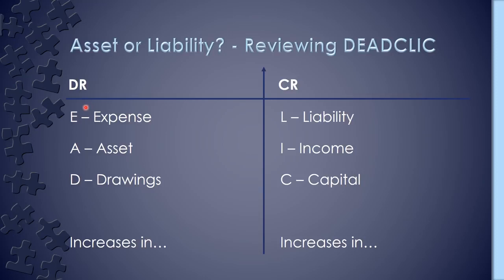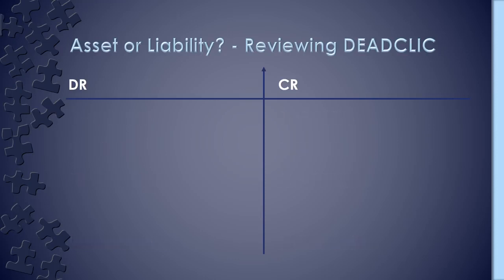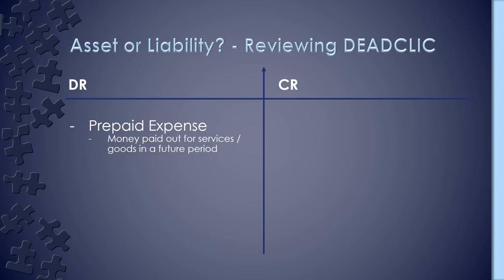So that's our little review then of DeadClick. So let's have a look at how this relates to accruals and prepayments, and more importantly, why? Why do we debit and why do we credit? Okay, so let's have a look at each one of those accruals and prepayments, each one of the incomes and expenses in turn. First of all, we've got prepaid expenses. So prepaid expenses, as we saw earlier, was money that's been paid out for services or goods that relate to a future period.